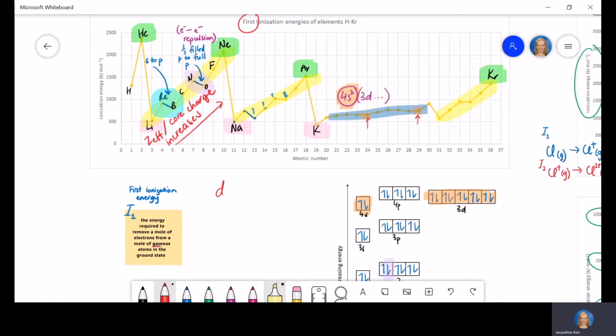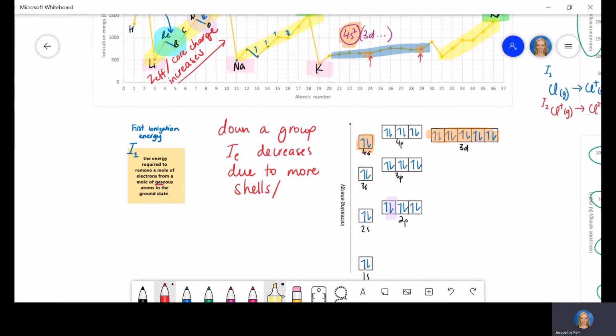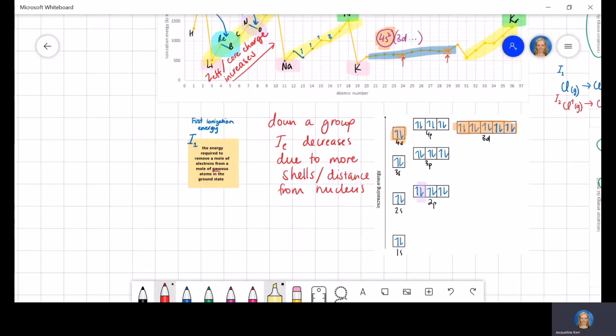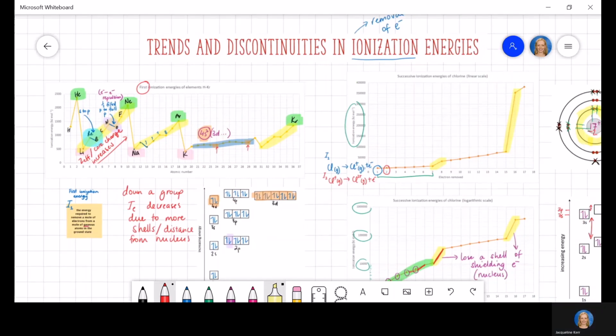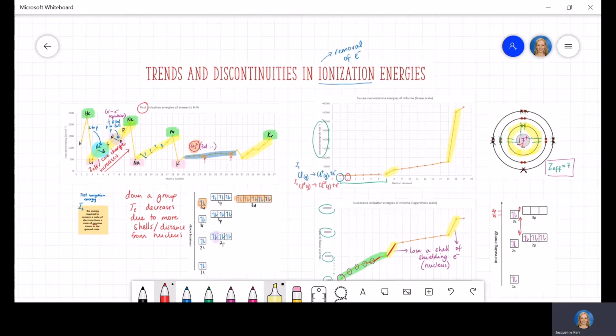Down a group, first ionization energy decreases. And we'll simplify that by saying due to more shells, or distance from the nucleus. And I think that pretty much covers it. Hopefully that does for most people, and that's been helpful.